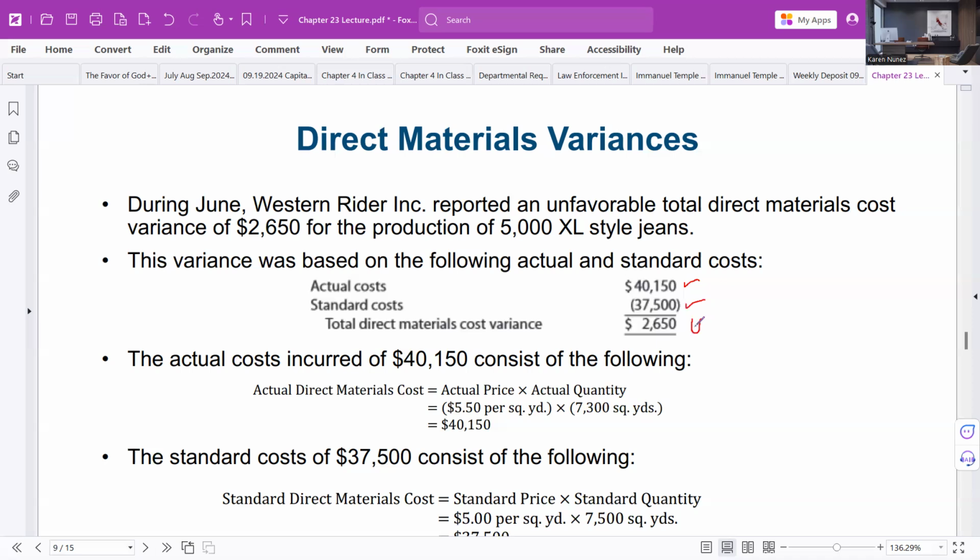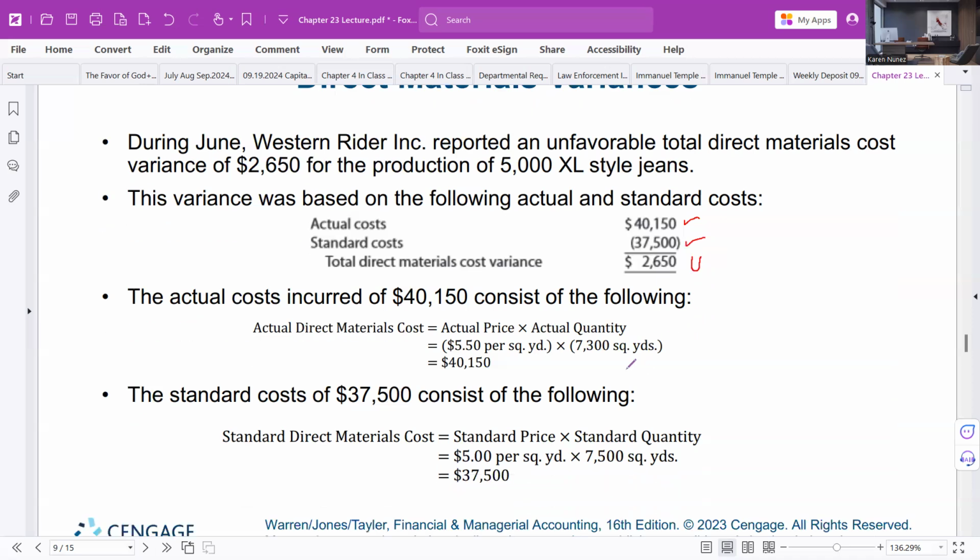And that actual cost, again, has two components. In this case, they actually bought 7,300 square yards at a cost of $5.50 per square yard. That's the actual cost of $40,150. But what they should have used was 7,500 square yards at $5 per square yard.